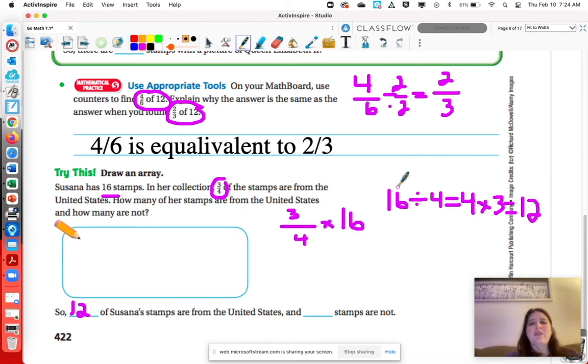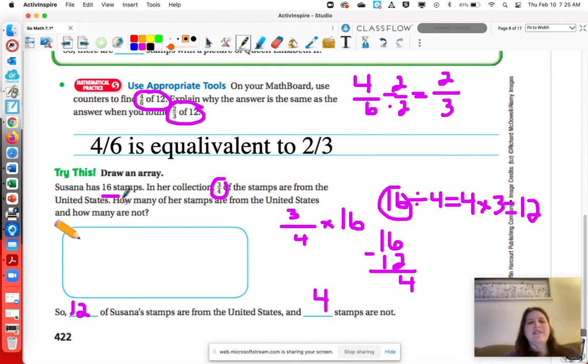So we need to take how many total, which is 16, and subtract the 12. So 16 minus 12 will be 4. So 4 stamps are not. And you should see that 12 plus the 4 equals 16.